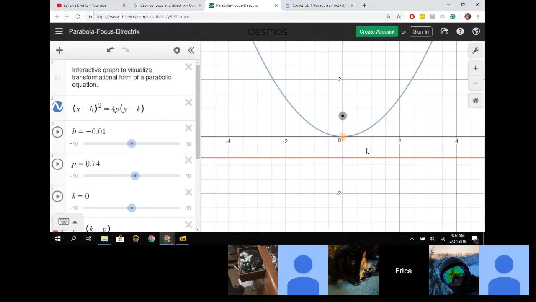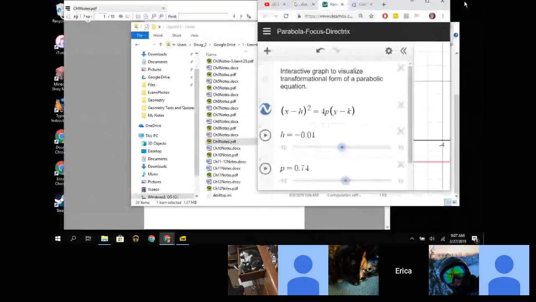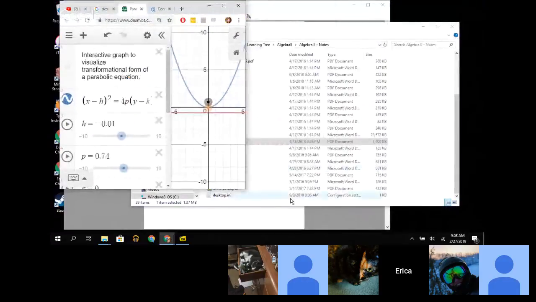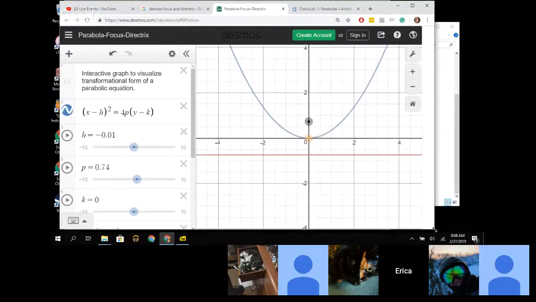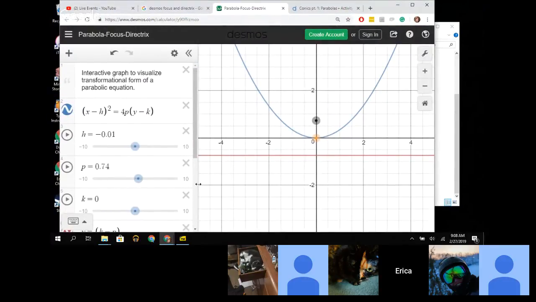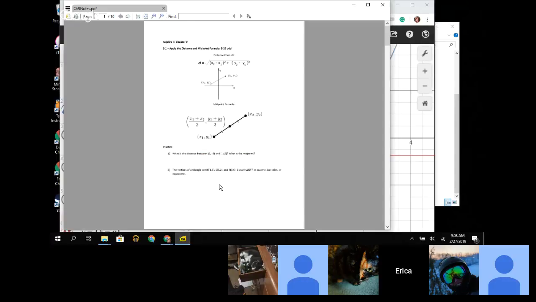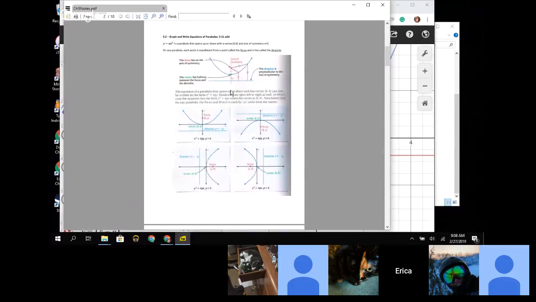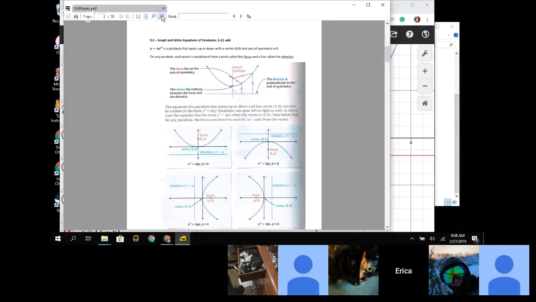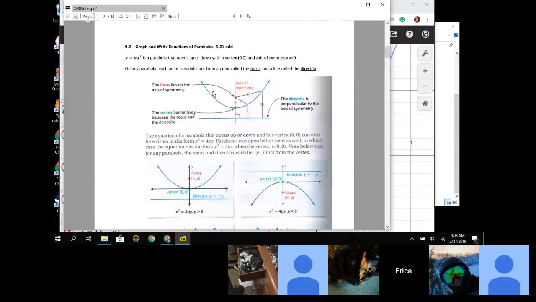So this is a program in Desmos that basically goes over what I've got going here. This is a version of the formula that we were working with on Monday. So remember, this is the section that you want to have in your notes, because we have this out of your book, right? Where we're talking about what is a parabola and how can we define what a parabola is.